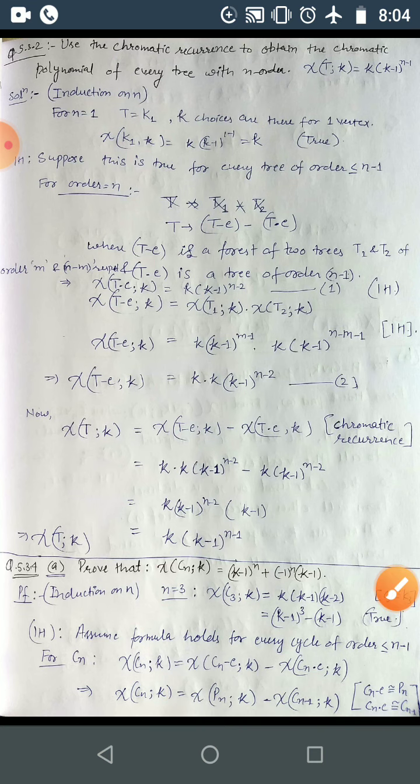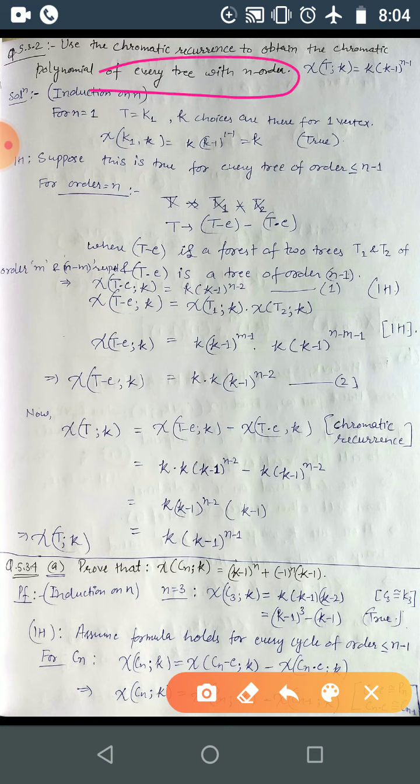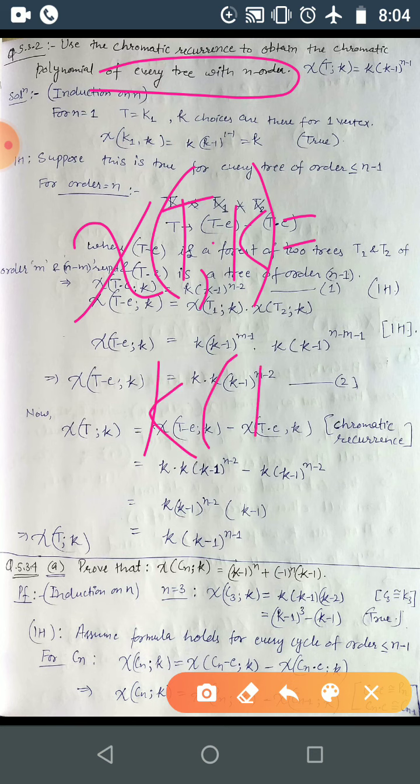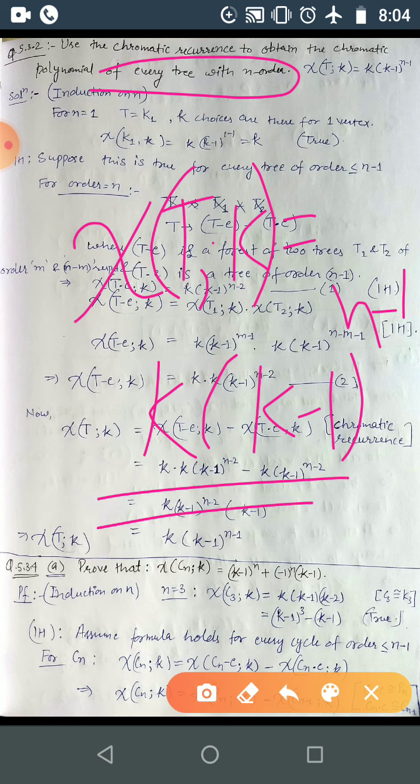Correct. So for a tree, the chromatic polynomial is not given, and we already know the chromatic polynomial for a tree of order n when k colors are given: this is k into (k minus 1) raised to power n minus 1. Correct. So we got this one, from the third proposition or so.